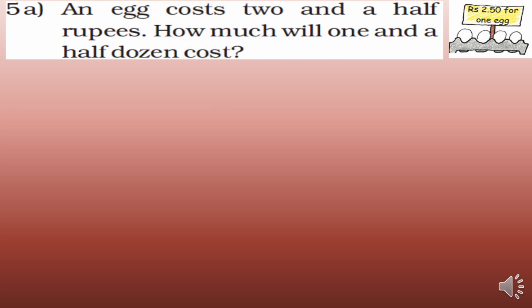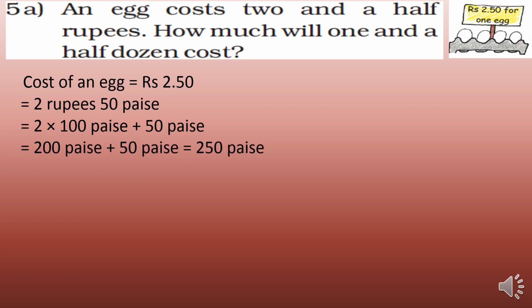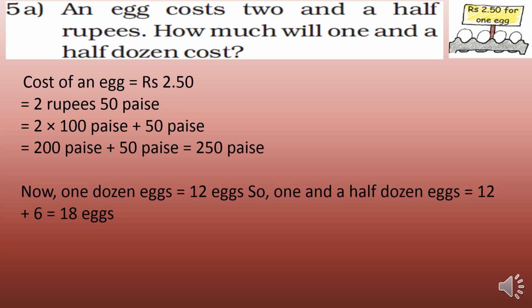An egg costs 2.5 rupees. How much will 1.5 dozen cost? So here cost of an egg is rupees 2.50, that is equal to 2 rupees and 50 paise, and that is again equal to 250 paise. So now 1 dozen eggs equals 12 eggs, so 1.5 dozen eggs is equal to 18 eggs.